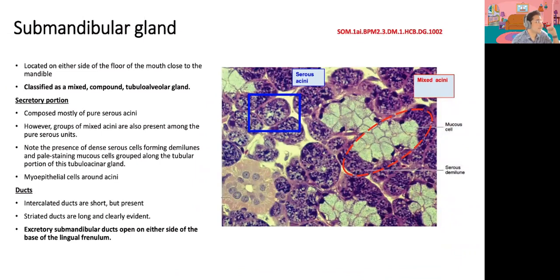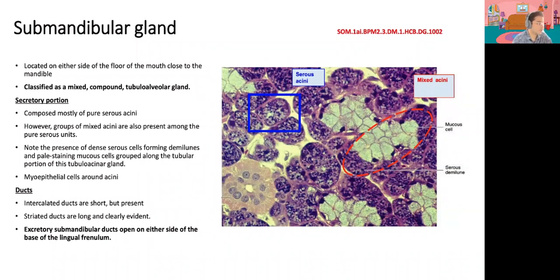Submandibular glands are important to know because this one has mucousy components brought in, so it's classified as a mixed compound gland. What do you see? You see how it's kind of washed out, right? Because any mucousy products have some amount of glycosaminoglycans, proteins, and sugars, so they get washed out when you're doing PAS staining.